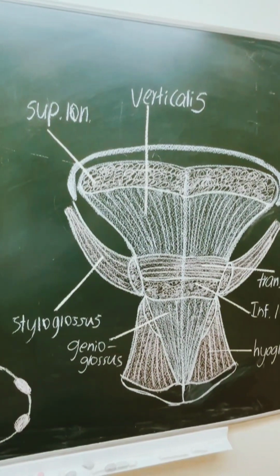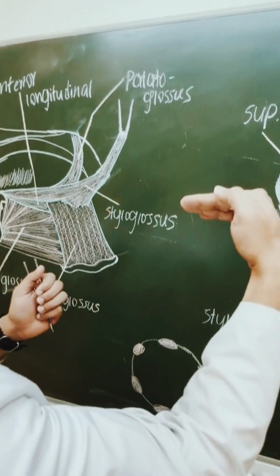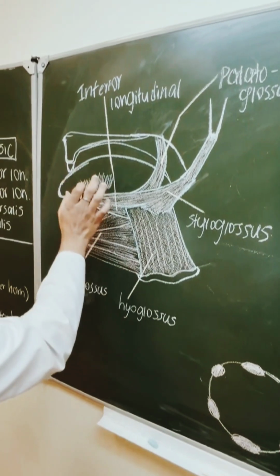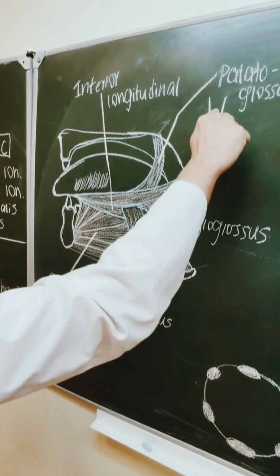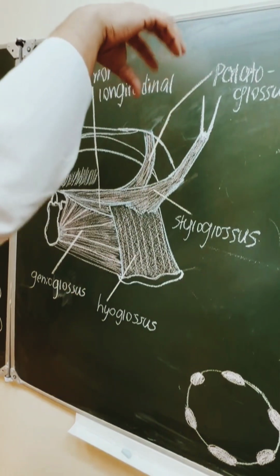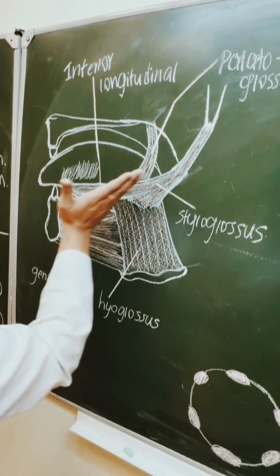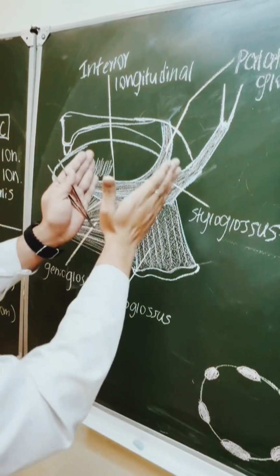So contraction of these muscles pulls the tongue backward. The inferior and superior longitudinal muscles pull the tongue backward, and because styloglossus comes from an upper position, its contraction pulls the tongue upward as well. So backward and upward.